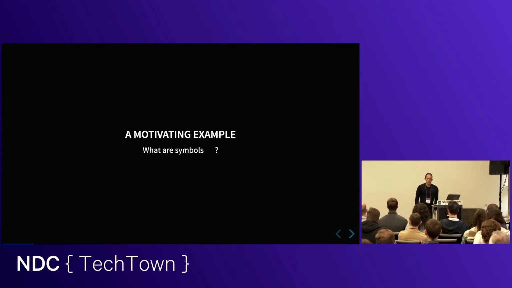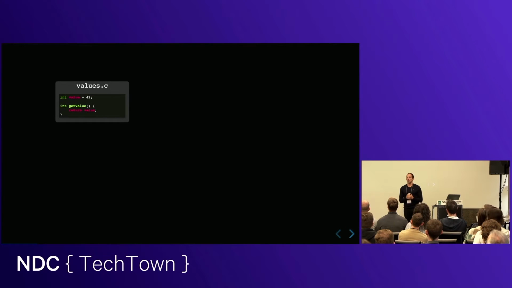And to figure out all of this stuff, before I start to talk about in detail what a symbol is and how it works, I want to have a motivating example to motivate these questions, like what are symbols and what are symbols for? And my motivating example is this one. I have this values.c. That's a global variable called value with the value 42. It's constant initialized to 42. And then I have a getValue function, which just returns this value.